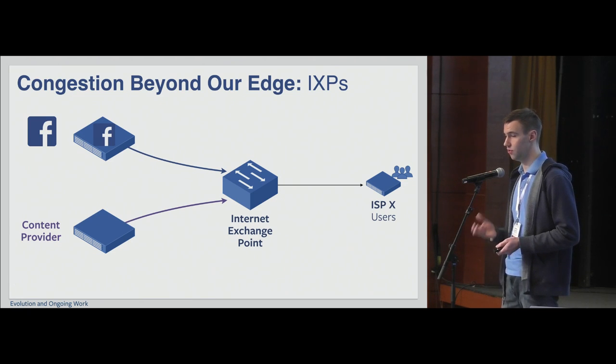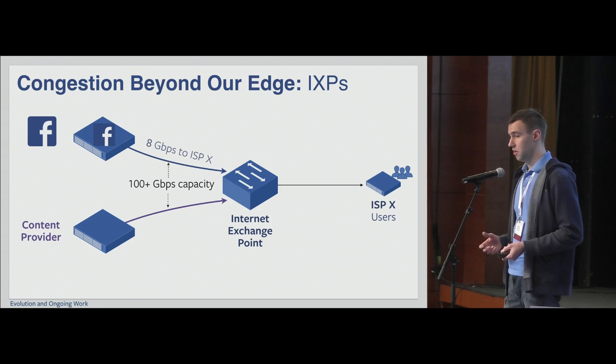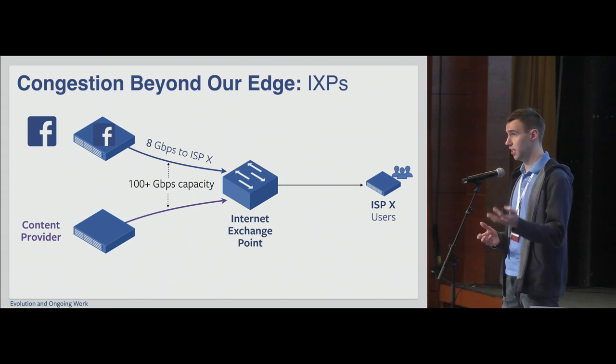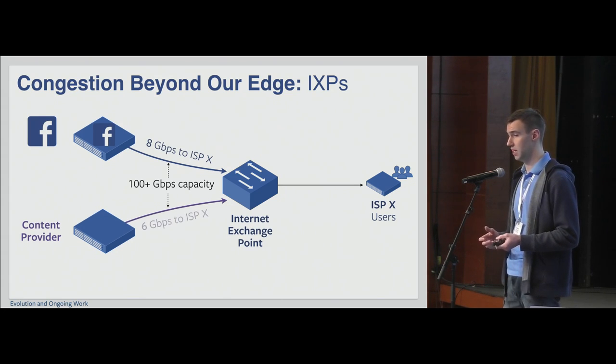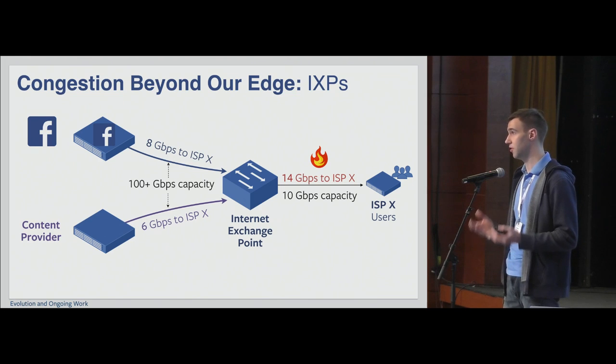But they also create a key challenge, and to see why, let's take a look at this example. In this case, both Facebook and this other content provider have hundreds of gigabits per second of capacity to this internet exchange point switch. In this case, Facebook wants to send 8 gigabits per second of traffic to those end users, and the other content provider, 6 gigabits per second. Now, the problem here is that ISP X only has 10 gigabits per second of capacity. As a result, we end up with the same problem that I illustrated earlier. Demand here is greater than available capacity. We're ending up with congestion and packet loss.